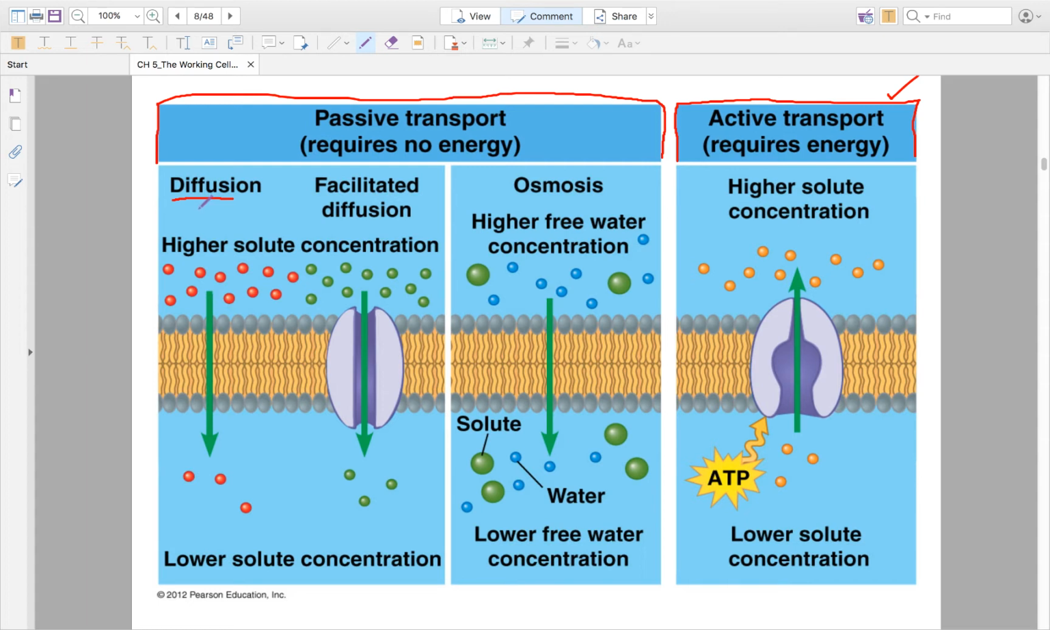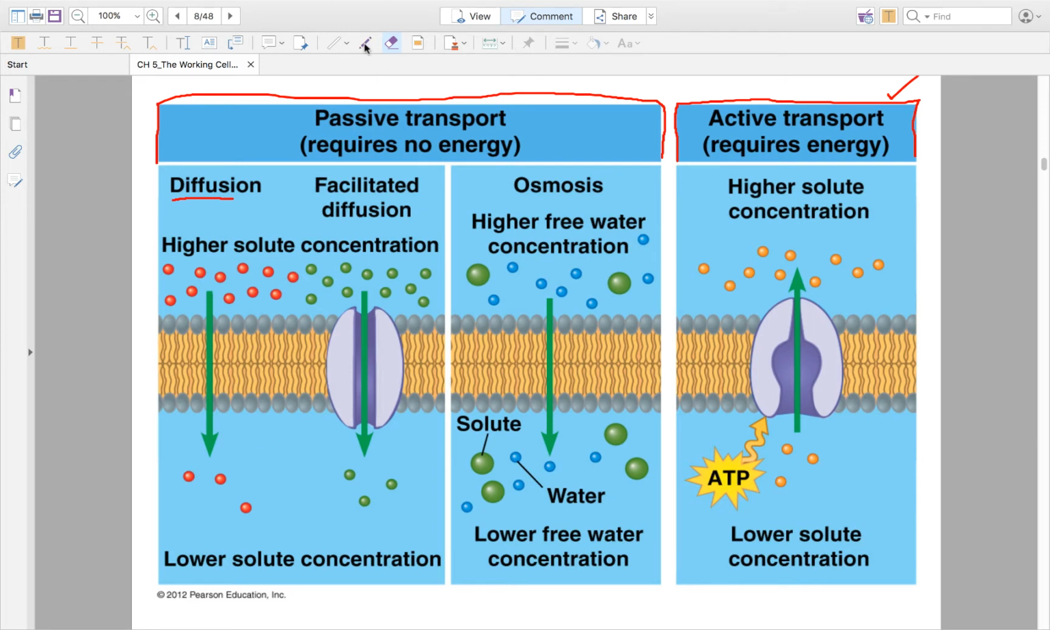Diffusion is when a solute or a molecule, and this term solute is non-specific, moves from a higher concentration to a lower concentration until equilibrium is met. That is what diffusion is. So let's explain exactly what that means.